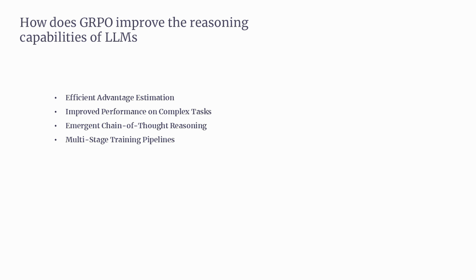While GRPO helps the model improve reasoning, SFT can further refine the model's language coherence and readability. The combination of both techniques helps produce models that can reason well and communicate their thoughts clearly.